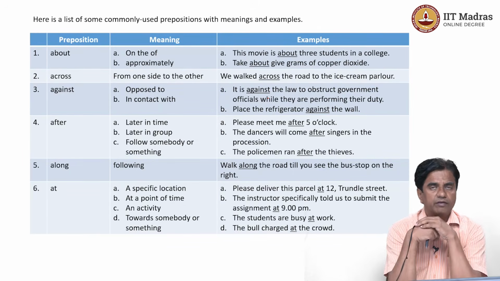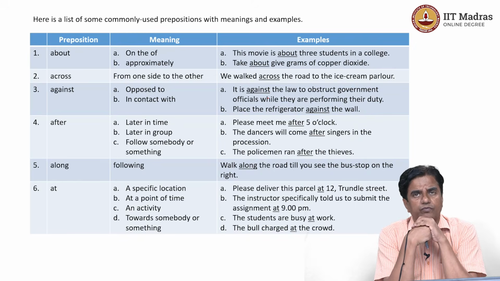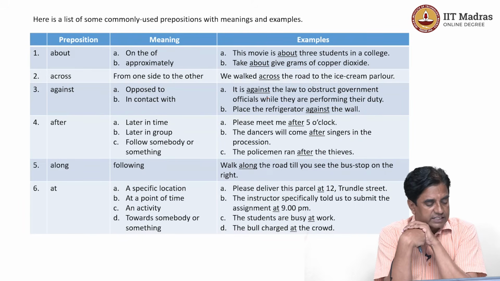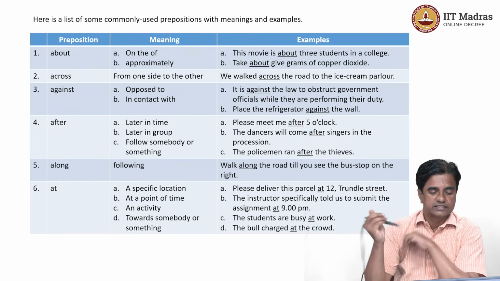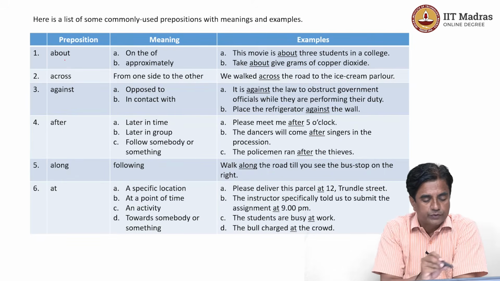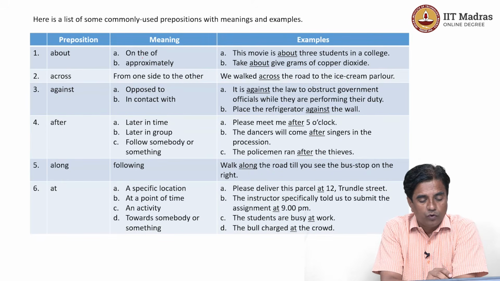Same way, we have a list of things for functions for you, like about, across, against, after, at. So look at this. We use "about", "on". So look at this. This movie is about 3 students in a college.